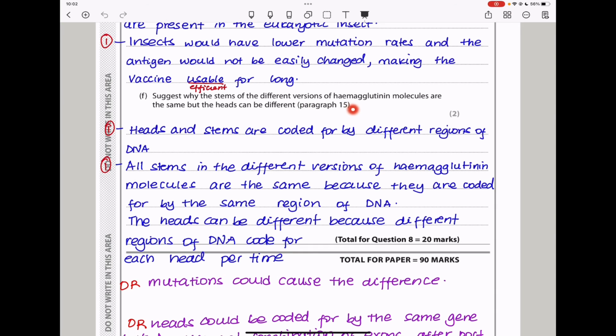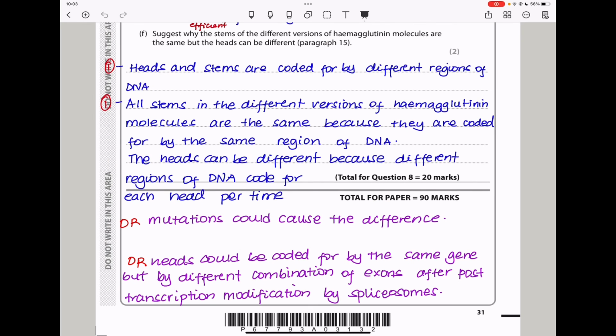They are referring to paragraph 15. I said, heads and the stems are coded for by different regions of DNA. All stems in the different versions of hemagglutinin molecules are the same because they are coded for by the same region of DNA. The heads can be different because different regions of DNA code for each head per time.